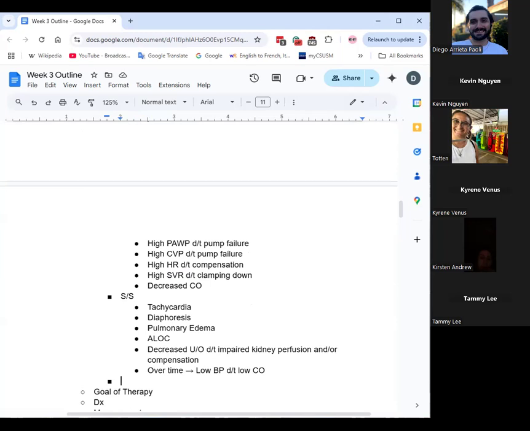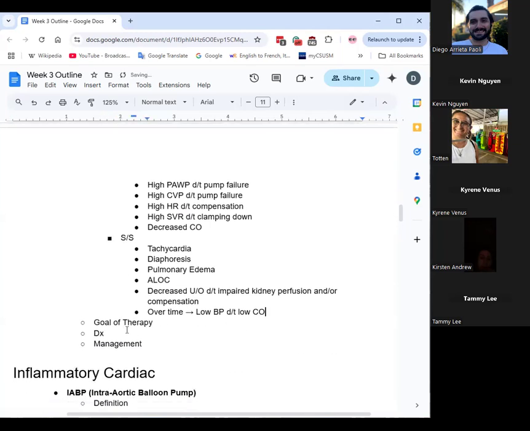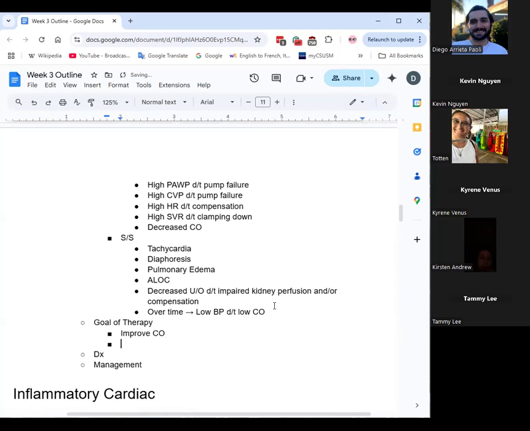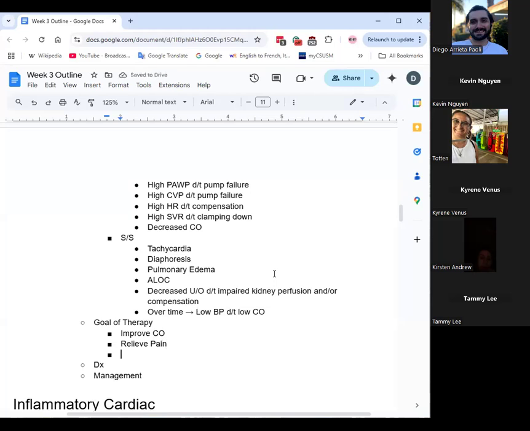So we did that. So the goals of therapy would include what? Yeah, of course, we're going to try to improve the cardiac output. We're going to try to, sure, relieve some pain. And yeah, we're going to think a lot about the afterload and the preload.